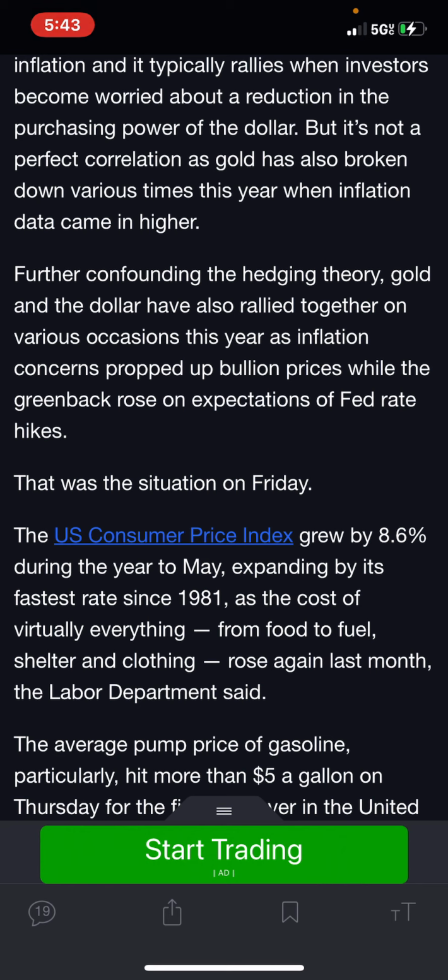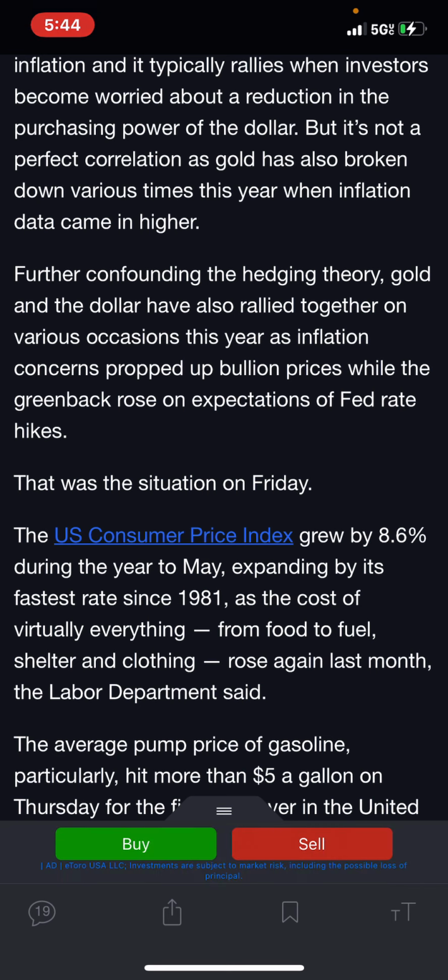The CPI, the Consumer Price Index, grew by 8.6% during the month of May, expanding at its fastest rate since 1981, at the cost of virtually everything from food to fuel, shelter, and clothing, which rose against last month, the Labor Department said.